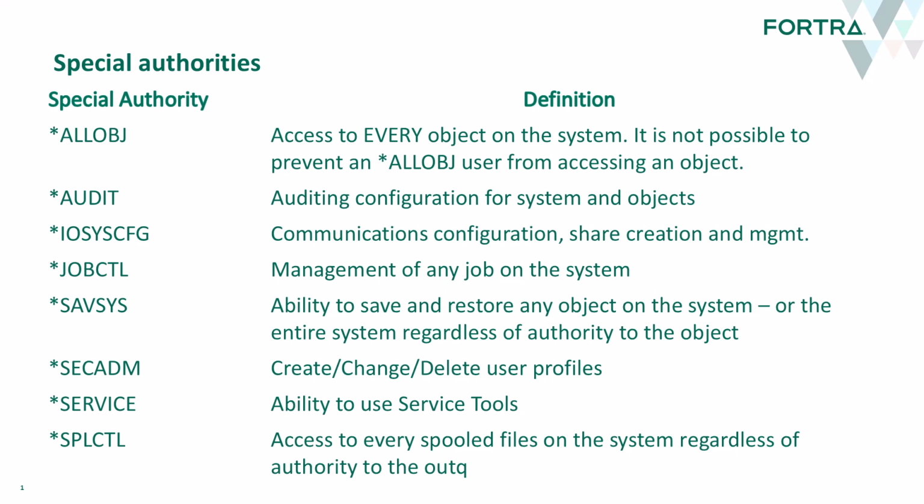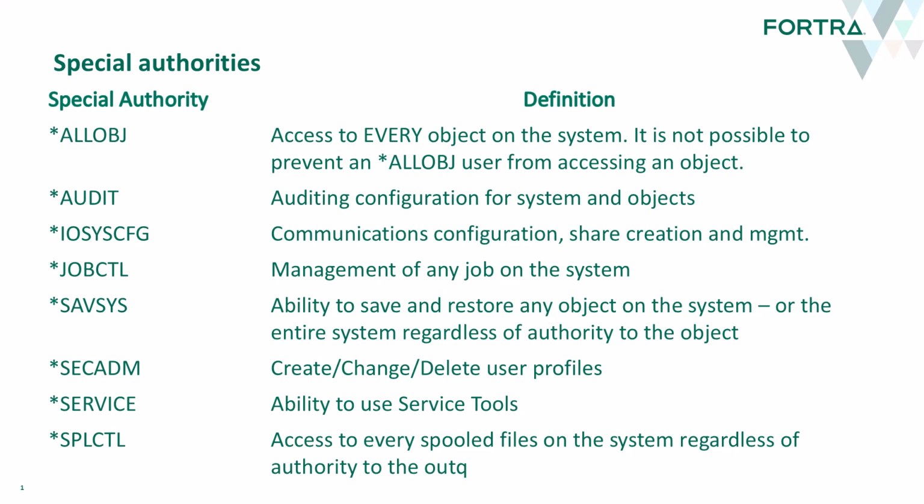So *AUDIT allows user profiles to stop auditing not only on individual objects, but also on the system itself. That's the security logging on the IBM i. Not very many users should have access to be able to change that configuration. *IOSYSCFG not only allows for communications configuration and object communication, but it also allows you to configure shares. *JOBCTL allows access to manage any job on the system, any subsystem on the system.